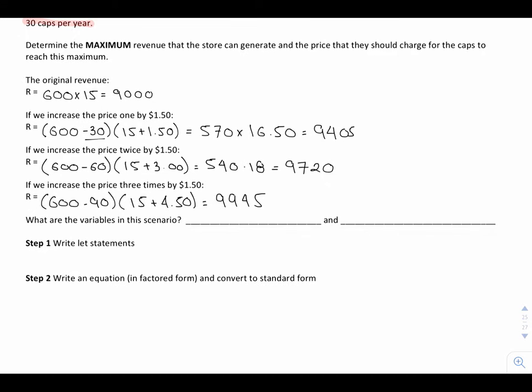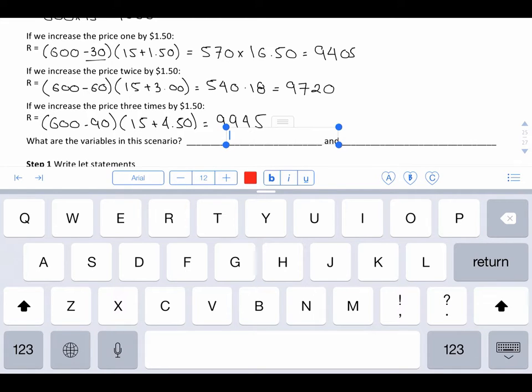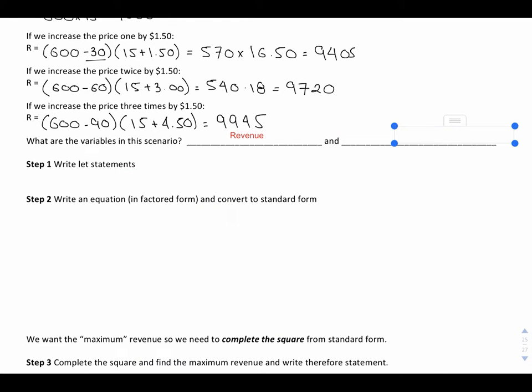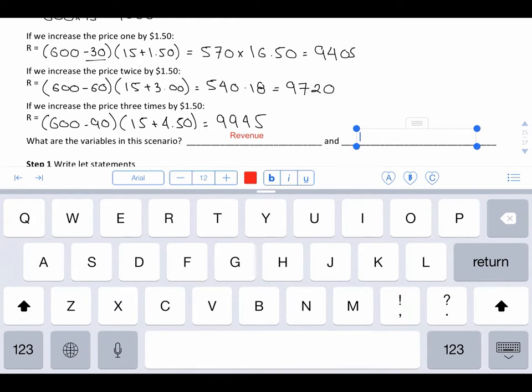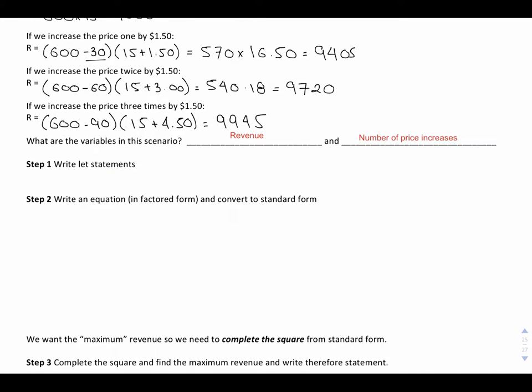So what are the variables in my scenario here? Well, the obvious one is the revenue, which I'll write in over here. So I have revenue. And the other one is what X stands for, and that is the number of price increases. And we'll put that over there. Okay, so in order to maximize my revenue, I need to figure out what my maximum is going to be. Maximizing revenue means finding the max.